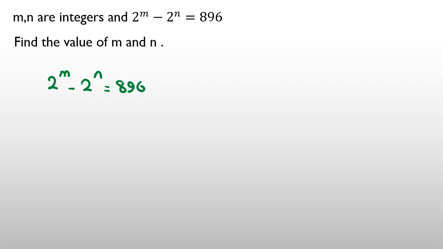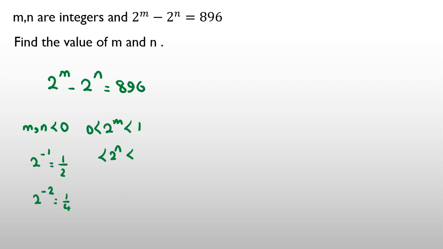At first, I consider if, for example, both of them are negative. If M and N are negative, then what we have? 2 to the M will be less than 1. Let's look, for example, 2 to the negative 1 is 1 half. 2 to the negative 2 will be 1 over 4. So 2 to the N will be less than 1, greater than 0. So if we consider 2 to the M minus 2 to the N, it is at most 1 minus 0. Also, we can't reach this 1. We can't reach 896. So M and N less than 0, we've reached a contradiction.